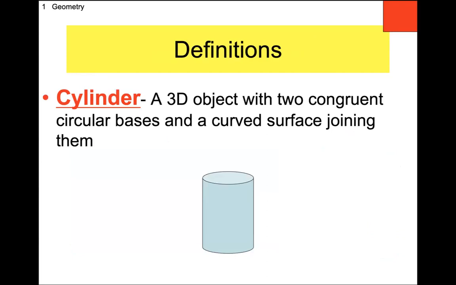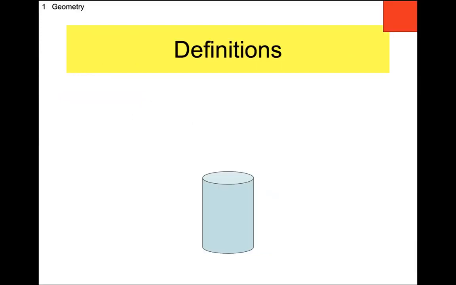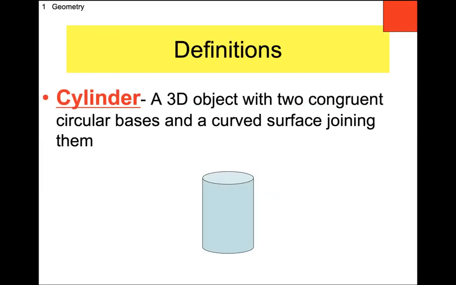So we'll start off with the basic definition of a cylinder. So a cylinder is 3D, obviously. It's not a polyhedron because it's not made up of just polygons. So it has 2 congruent circular bases, and then that curved surface. So I'm going to go back to the picture for a second. That curved surface that joins the 2 circles. So a 3D object with 2 congruent circular bases and a curved surface that joins them. That's the definition.